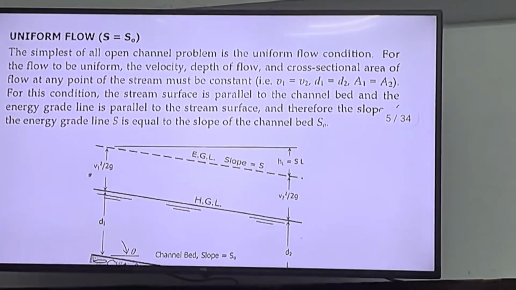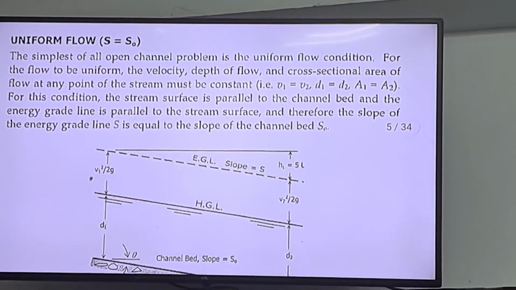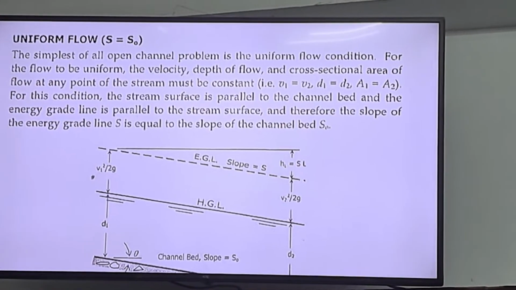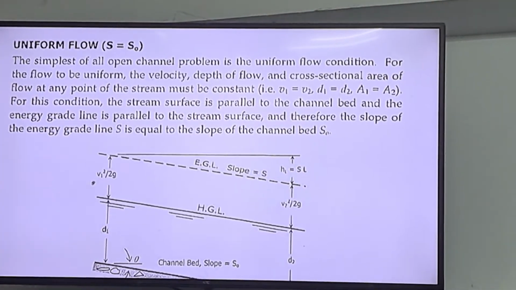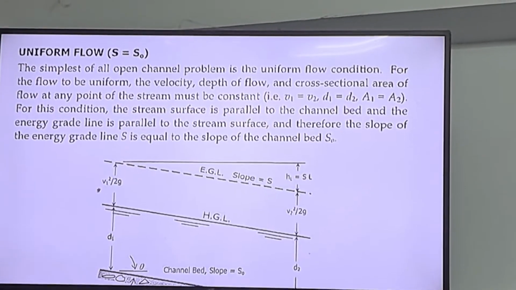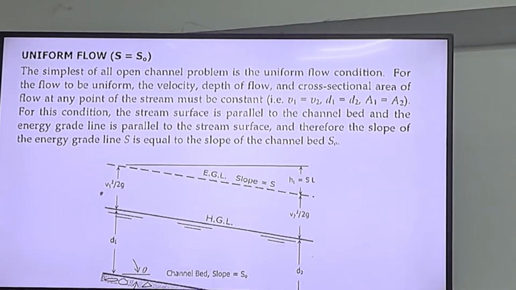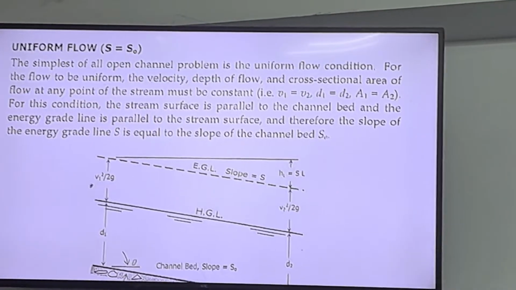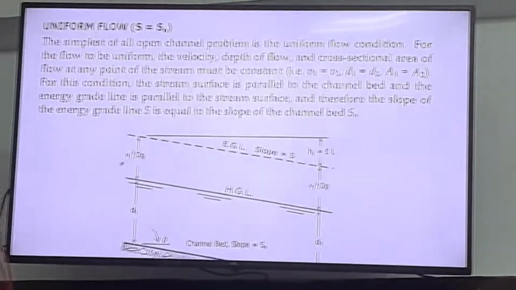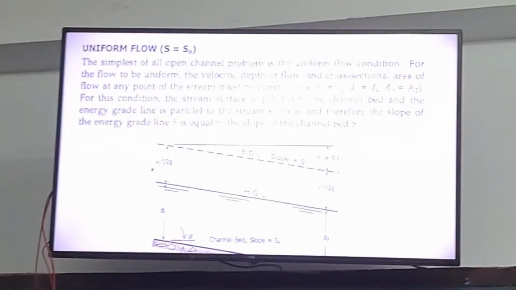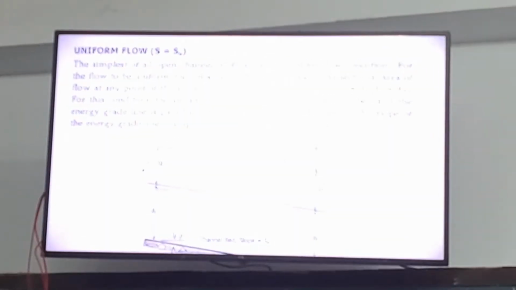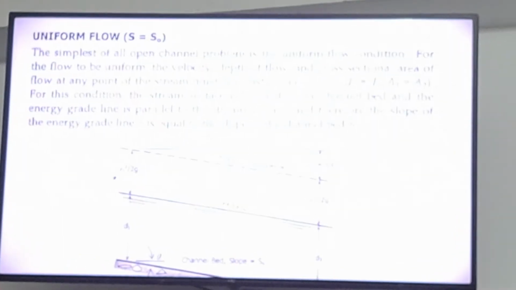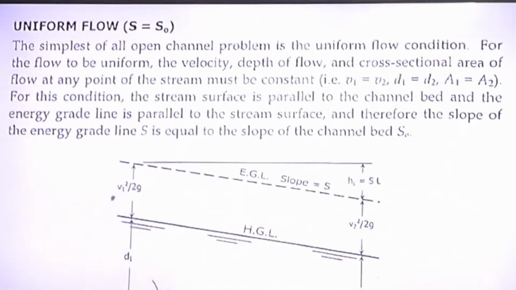Uniform flow. As I said, you only have uniform flow if the slope of your energy grade line is parallel with the slope of your channel. So in uniform flow, V upstream is equal to V downstream, and depth upstream is equal to depth downstream.